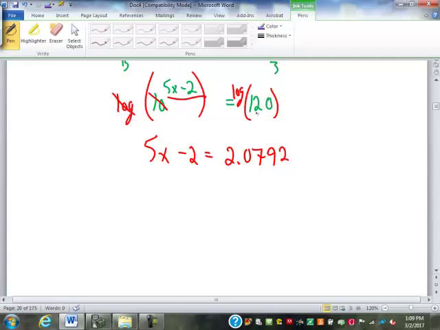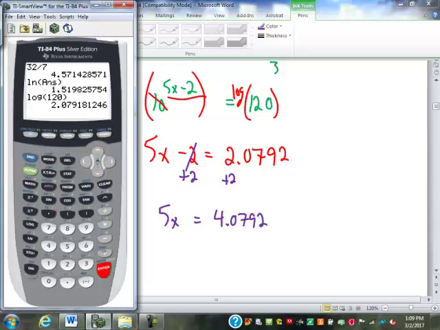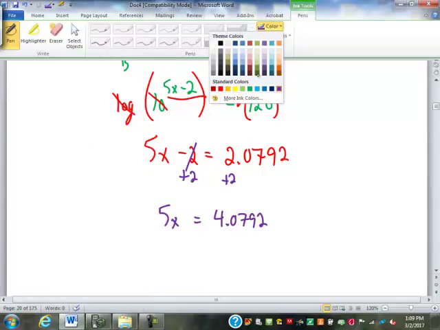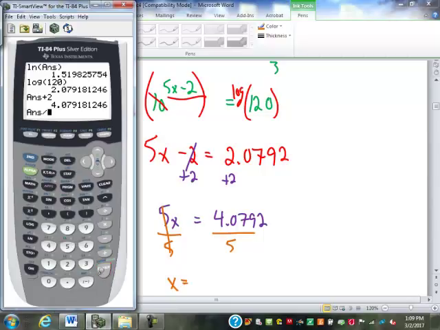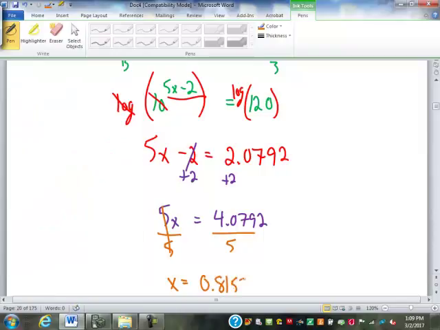Now what do I have to do? Now I just have a simple linear equation. I got to solve it for x. So I'm going to add 2. So 5x equals 4.0792. Now I'm going to do this in the calculator so that I keep this running total in my calculator because I'm going to need that. So I add the 2 to get 4.079. And then yes, my last step will be divide by 5. So I'm going to divide by the 5 here, which is going to give me 0.8158. Make sense?